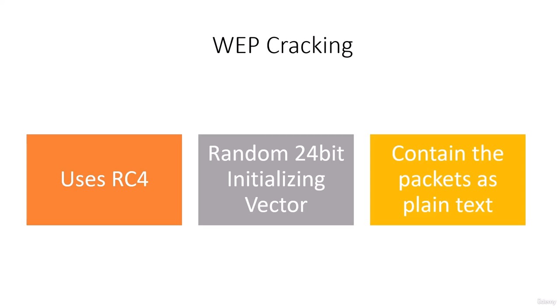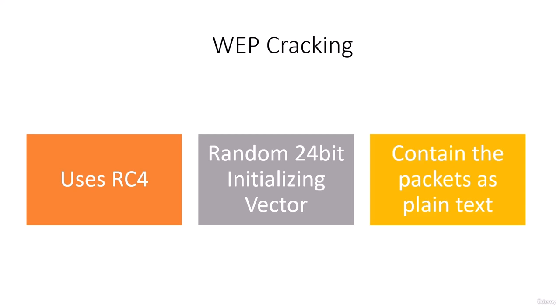But the problem with this is that the IV, the initialization vector, is very short. It's just 24 bits and it's not that long. So in a busy network, a very large number of packets are sent into the air. This means the number of possible random IVs will be exhausted, and we will have two packets that have the same initializing vector. The initializing vector is a 24-bit random key sent in each packet as plain text.